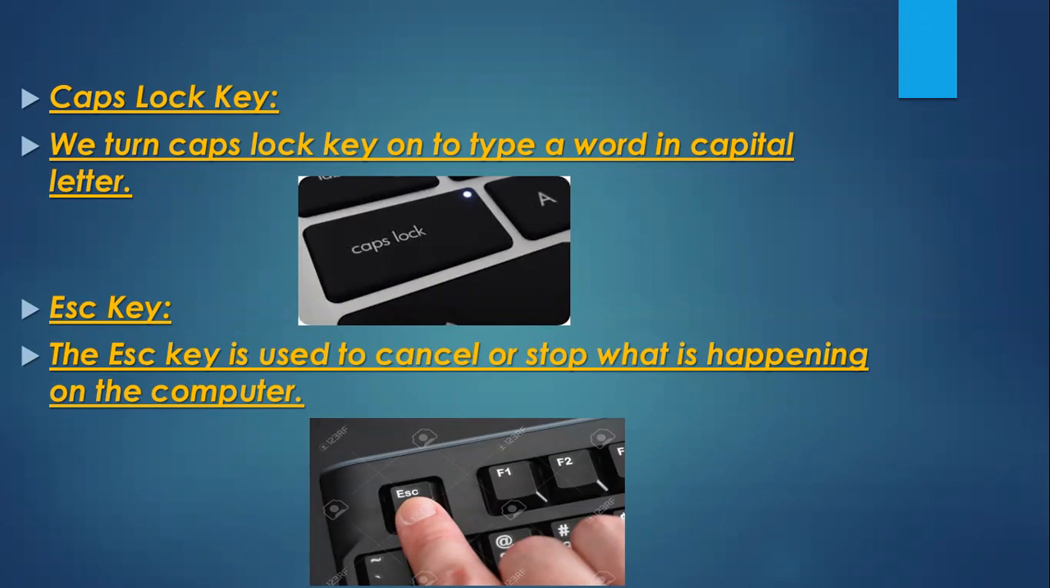Now again, if you want to turn off the caps lock key, what will you do? You will press the caps lock key again and the light will also turn off. It means that now caps lock is off. Now whatever you type will not be written in capital letters.